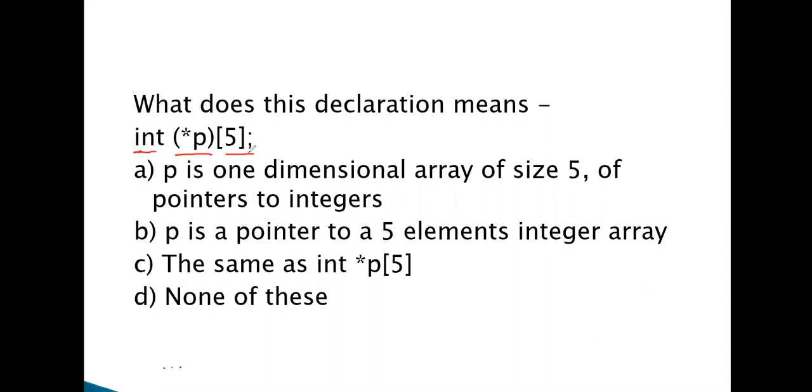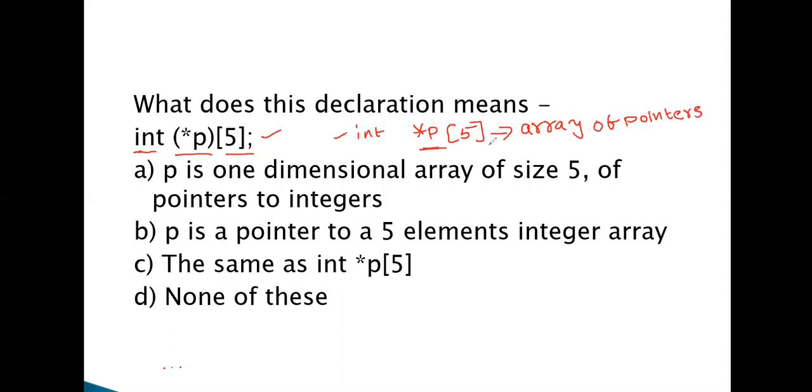Before knowing this declaration, first of all, I will tell you one more declaration. What is this one? The same thing, int (*p)[5]. Observe the difference between the first one and the second one. In the first one, *p is represented within parentheses, but in this one, it is not represented within parentheses. The meaning of this one is, this is an array of pointers.